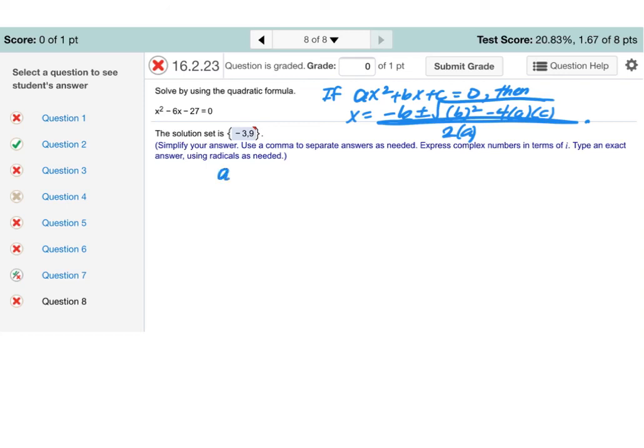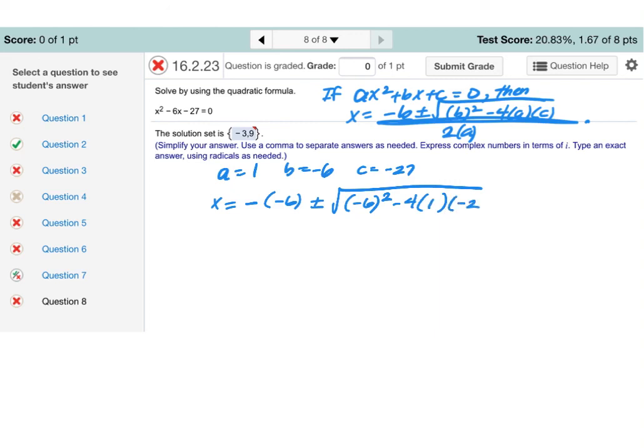Okay, so here we will determine our values for a, b, and c. A is equal to 1, b is equal to negative 6, and c is equal to a negative 27. So we'll use our quadratic formula to determine x. X is equal to a negative of b, which is a negative of negative 6, plus or minus the square root of b squared, so that'll be negative 6 squared, minus 4 times a, which is 1, times c, which is negative 27, all divided by 2 times a, which is 1.